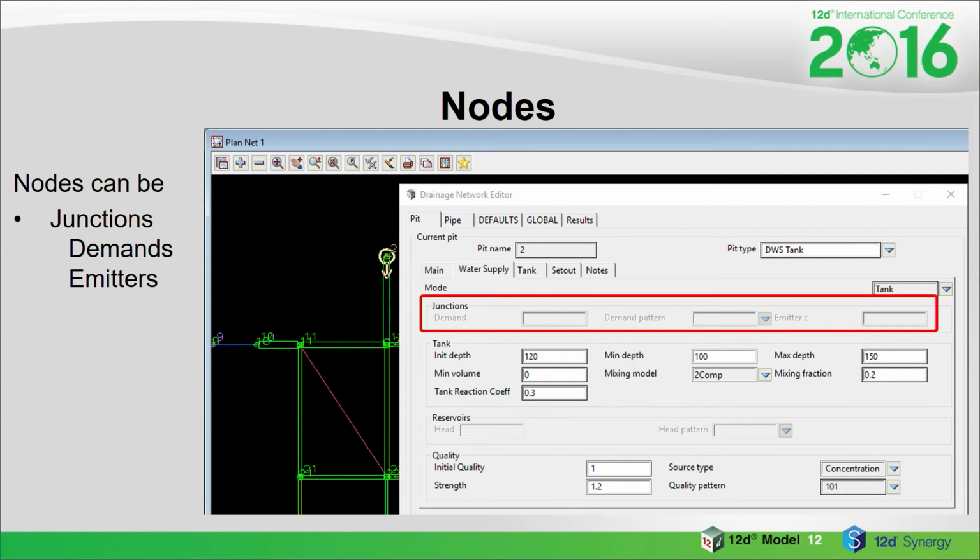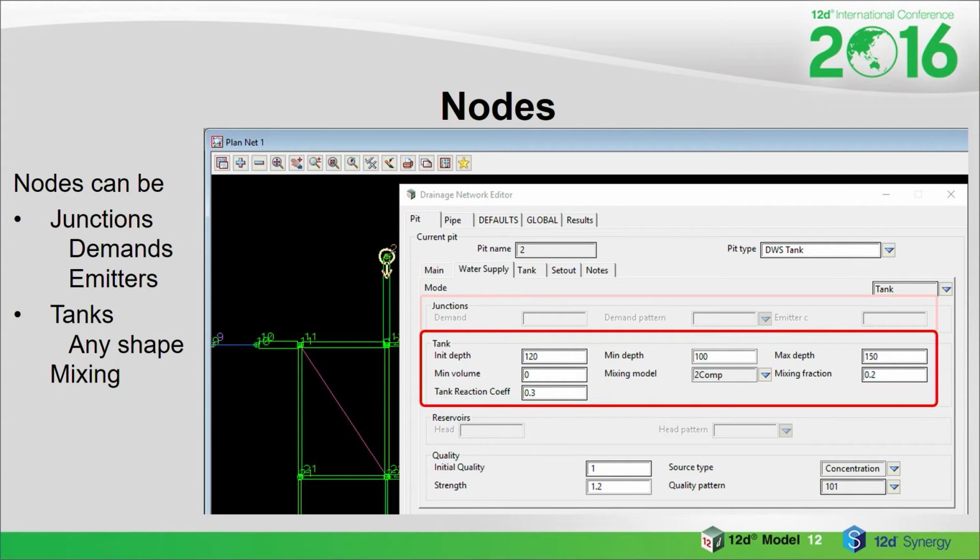Okay. The other type of node you could have is a tank. Obviously, a tank can be any shape, and it can be mixed. So the flow can be a fill and draw type tank, which would be completely mixed. It could be a baffle tank, which would be a first in, last out type tank, where the water is never considered to mix in the tank.